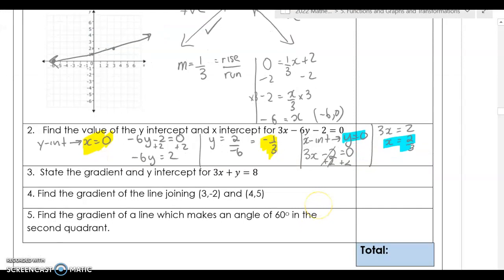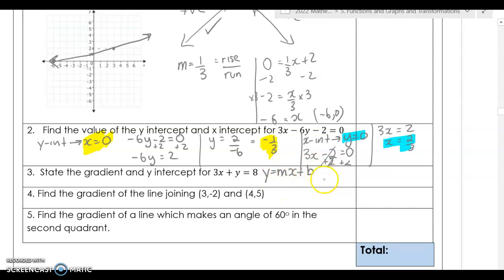Okay, next one. State the gradient and the y-intercept for 3x plus y equals 8. Now, when it's in that form, we can't state anything. We need to get it into the form y equals mx plus b in order to do so. And then when we're in that form, we can straight off read the m for gradient and b for y-intercept.